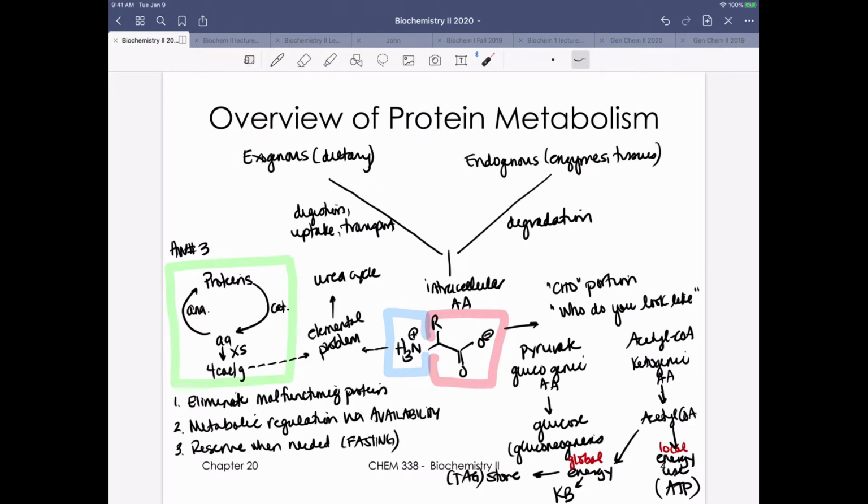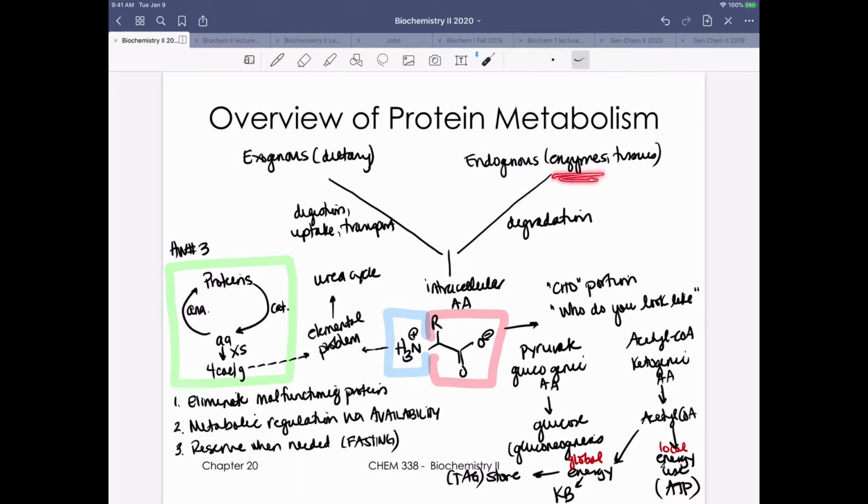And so again, there's not a lot that we're going to discuss with exogenous or dietary sources of protein. We do need to think about their digestion, their uptake, and their transport, but we don't have as many issues with hydrophilic species like amino acids as we did with triglycerides. We will spend a good bit more time talking about the endogenous pathway.